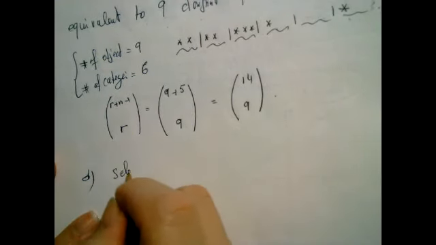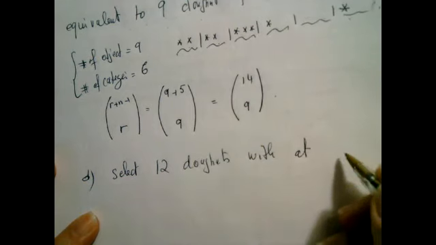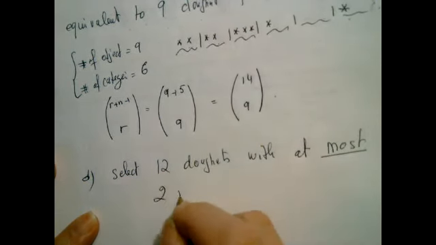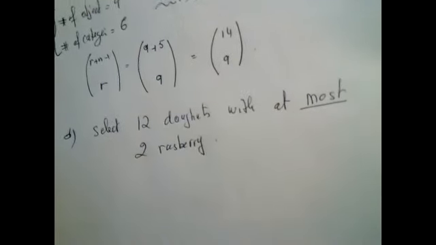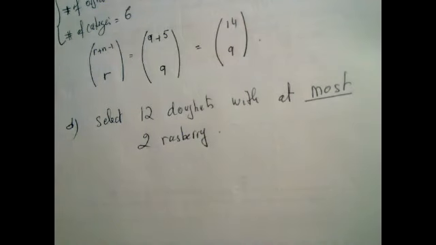Again, select 12 donuts with, let us say, at most 2 raspberry. Whenever you guys are ready, get going.